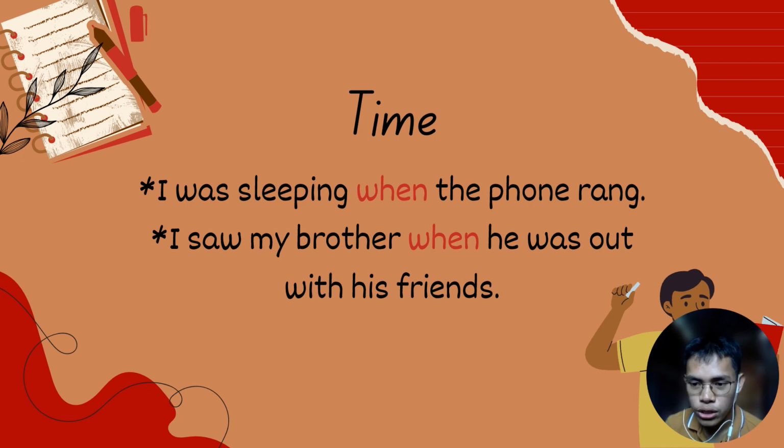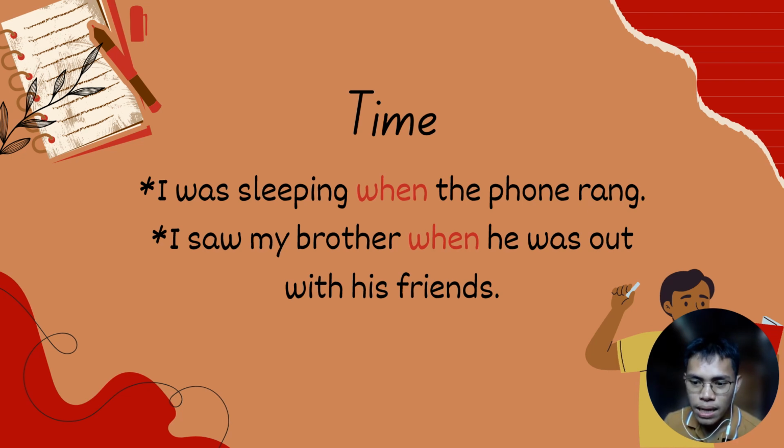We use the subordinate conjunction when we are not adding any particular emphasis. For instance, I was sleeping when the phone rang. So it happens at the same time. However, there is no emphasis there. I saw my brother when he was out with his friends.